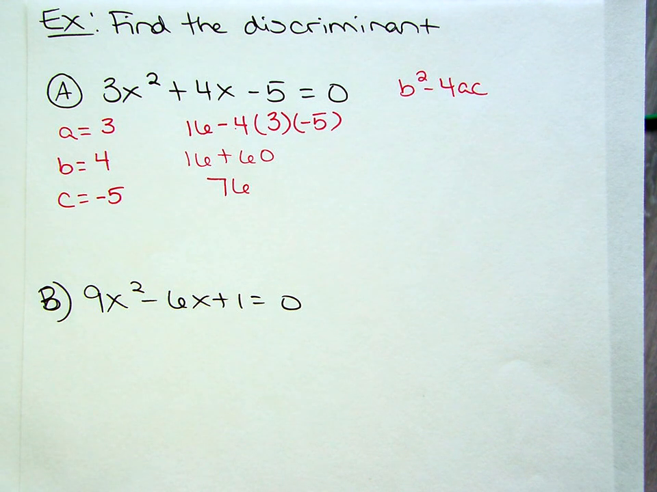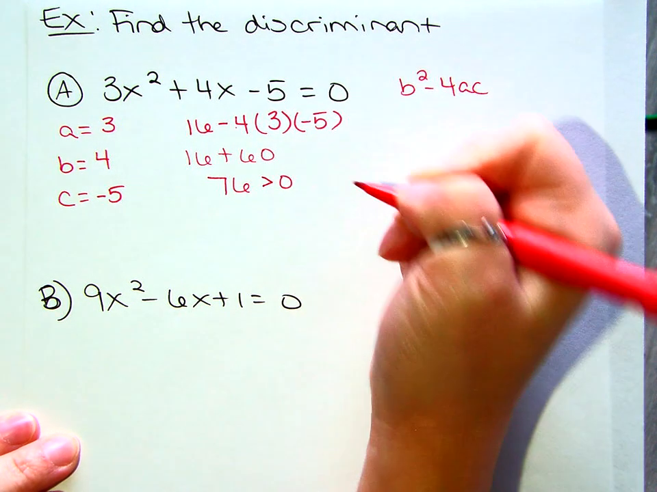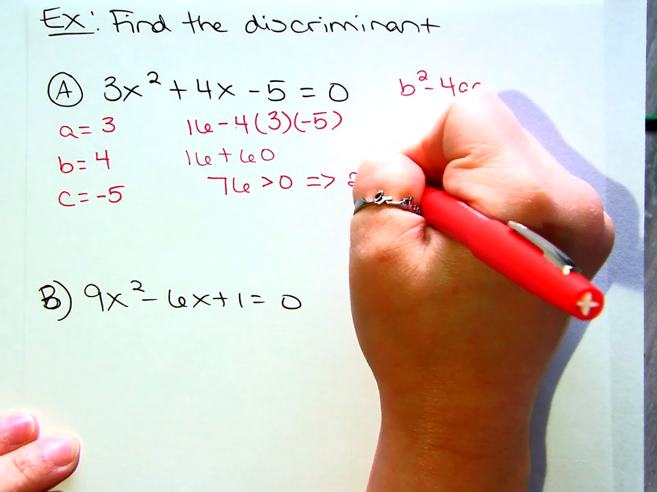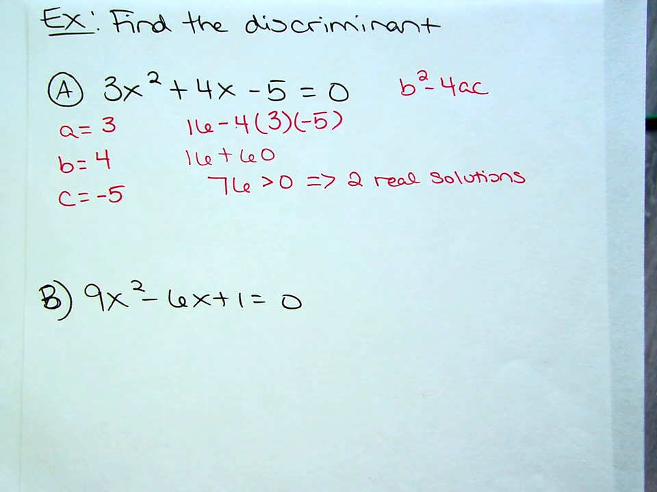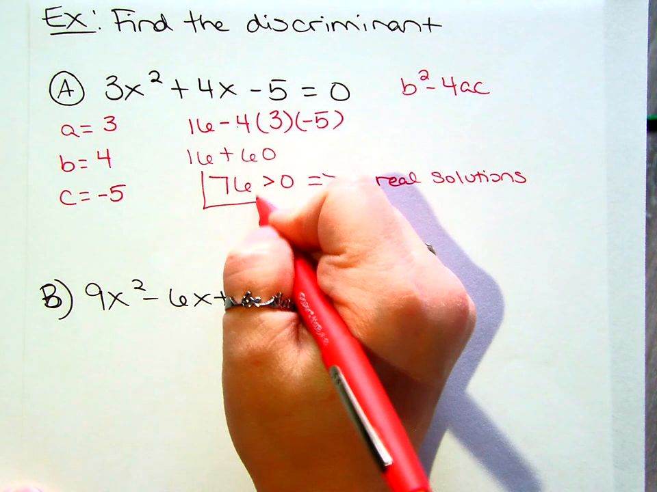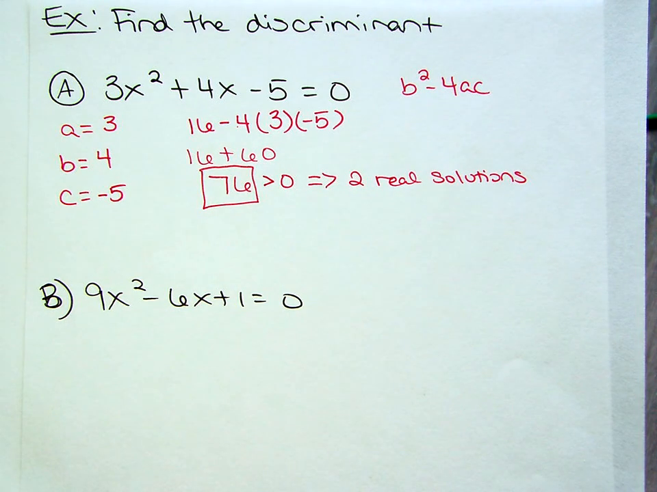So 76 is the discriminant. The number itself doesn't actually matter. If I would have had positive 1 versus positive 1,000,002, it doesn't matter. The fact that it's positive is what's important, because this is greater than 0, which tells me I'm going to have two real solutions. Now, like I said, your homework and your quiz could ask you for this value. So you do need to actually figure it out and do the algebra correctly to get the correct discriminant. But when it comes to determining how many solutions we're going to have, the fact that it's positive is what's important.